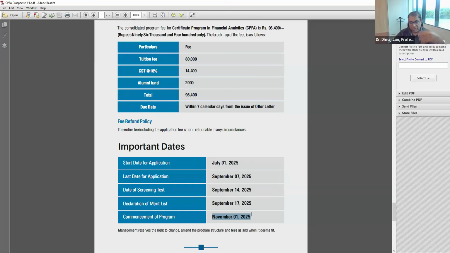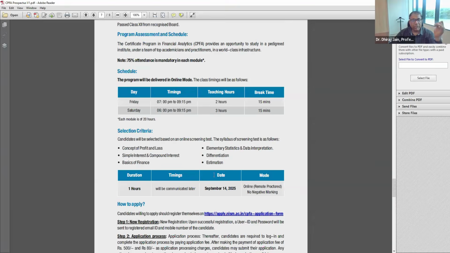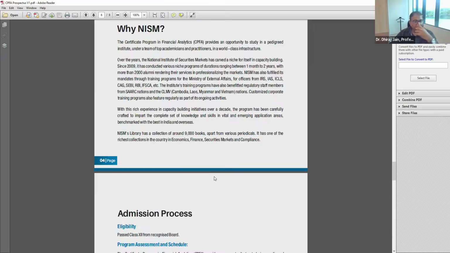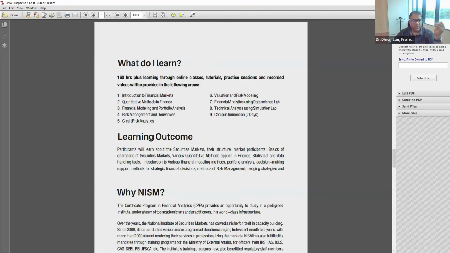Now, this is the whole structure of the program. I have talked about all the modules that we will be covering. These are the modules: introduction to the financial markets, quantitative methods in finance, financial modeling and portfolio analysis, risk management and derivatives, credit risk analytics, valuation and risk modeling, financial analytics using data science lab, and technical analysis using the simulation lab. We have these two labs, but they will conduct the sessions online, and they'll ask you to do it live on your respective systems.